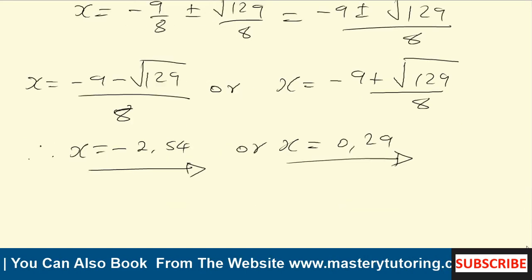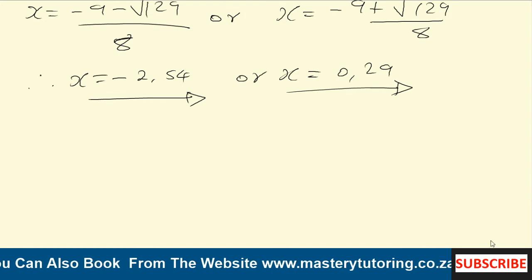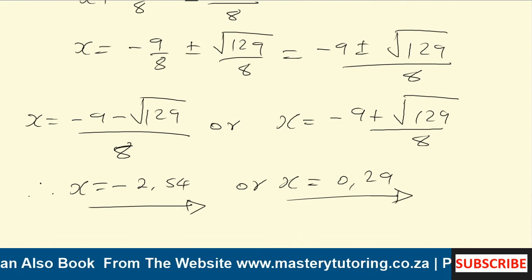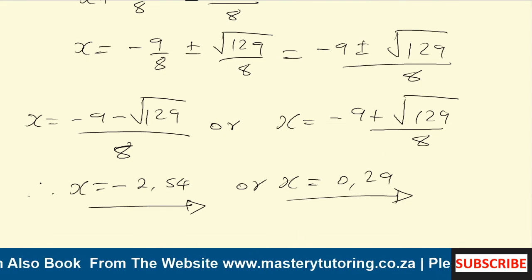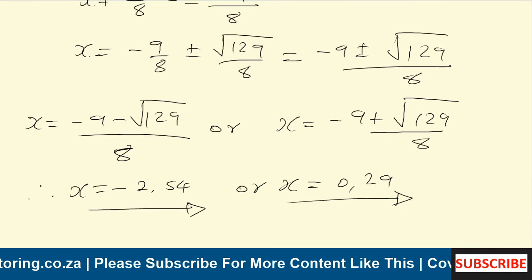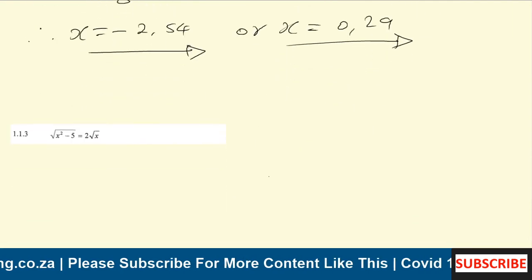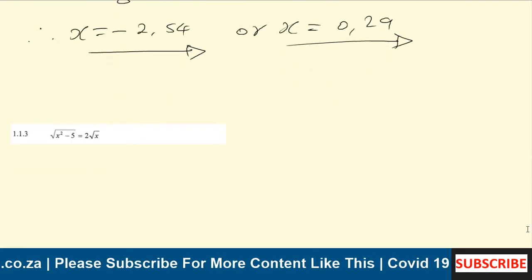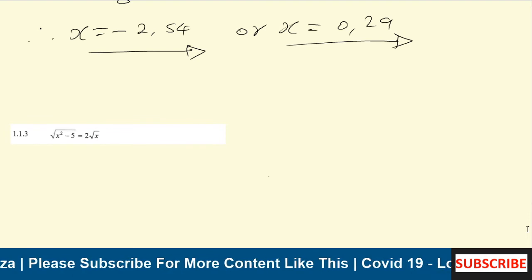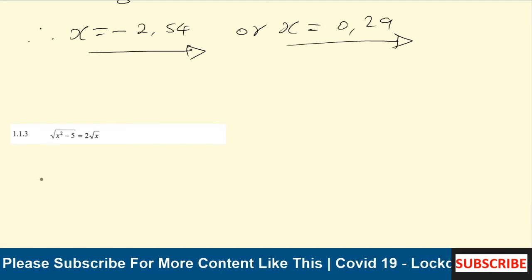So if I were to give advice, it would be that you go with the quadratic formula, unless it is stated in the question that you need to use completing the square. So now we're going to move to the next question. The next question that we're going to be doing is 1.1.3, and we're given the square root of x squared minus 5 equals 2 times the square root of x. So we need to solve for x for this one as well.